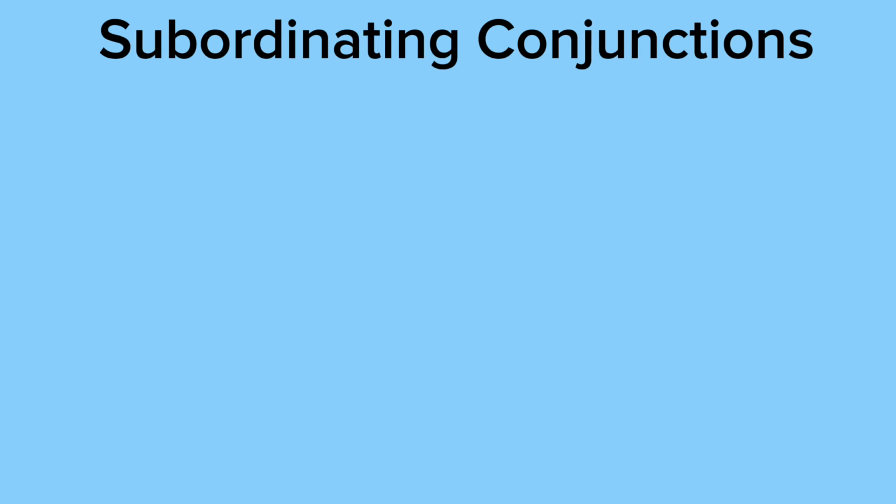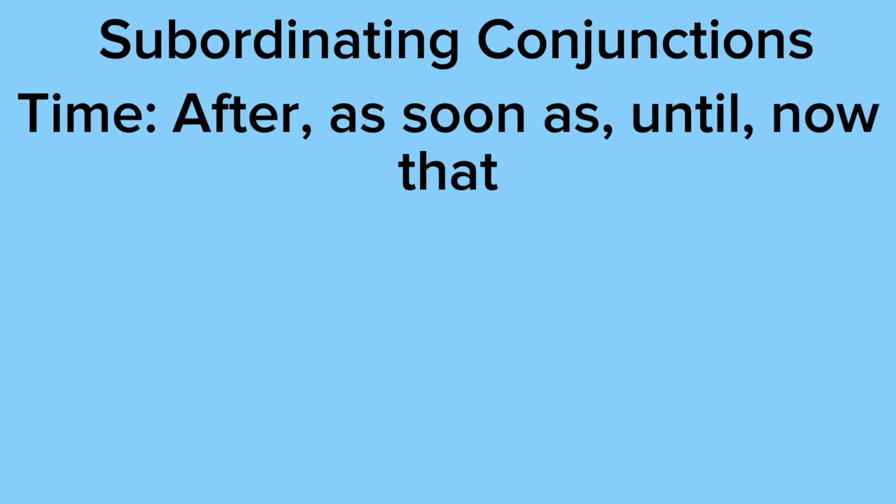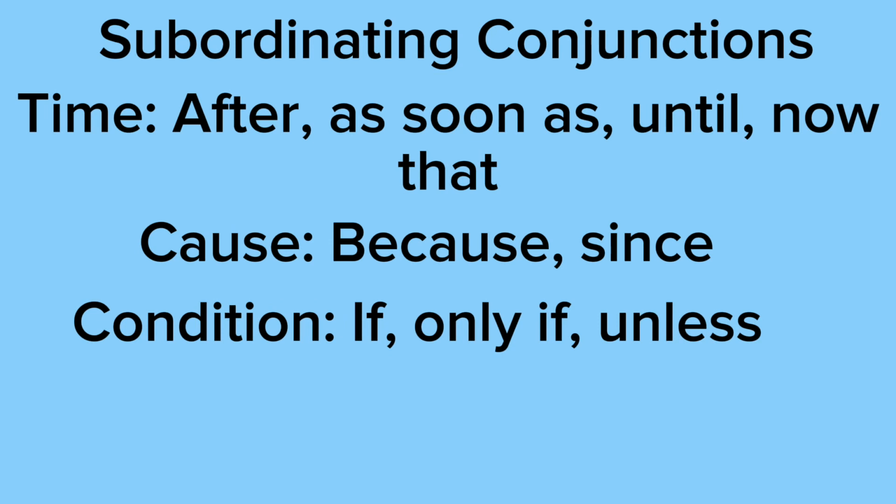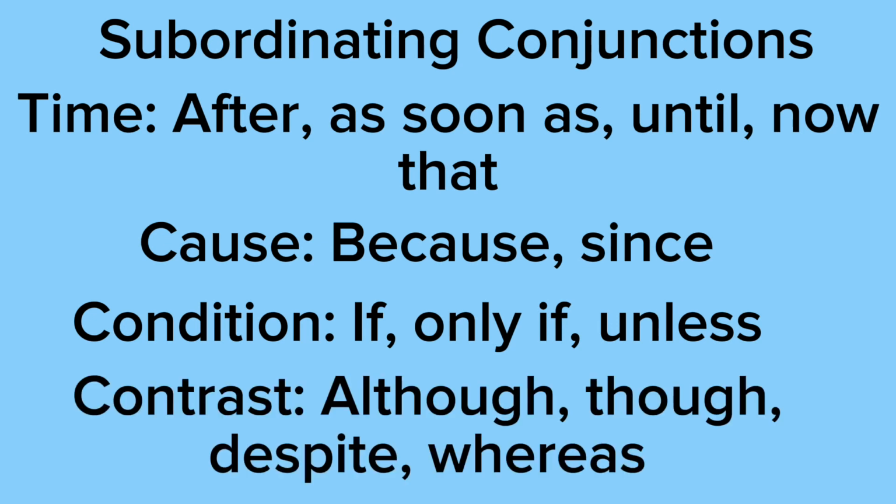Next, we have subordinating conjunctions. So first we have our subordinating conjunctions of time, which are after, as soon as, until, and now that. Then we have our subordinating conjunctions of cause, which are because and since. Then we have our subordinating conjunctions of condition, which are if, only if, and unless. And then we have our subordinating conjunctions of contrast, which are although, though, despite, and whereas.